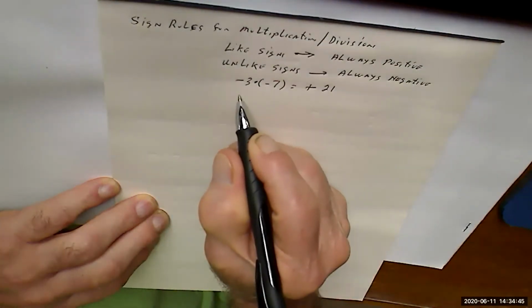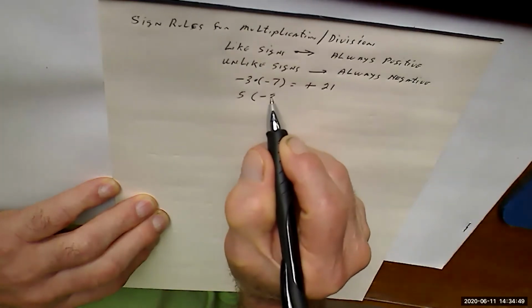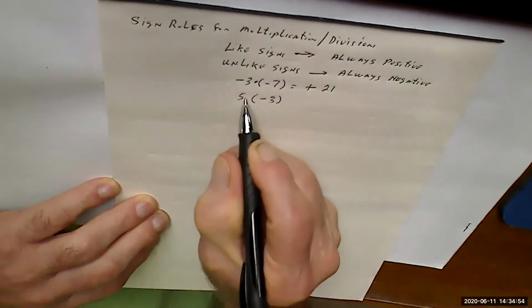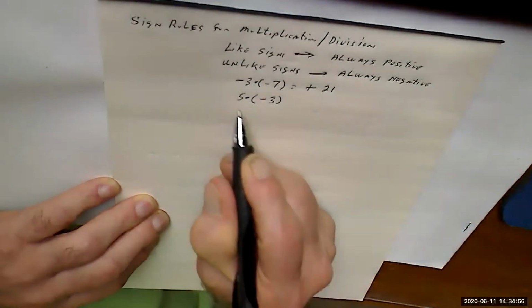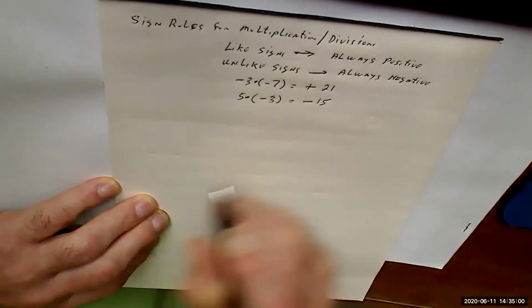What if we had 5 times -3? Again, understood between the 5 and the parentheses is a multiplication symbol. Unlike signs, the answer is always negative, -15.